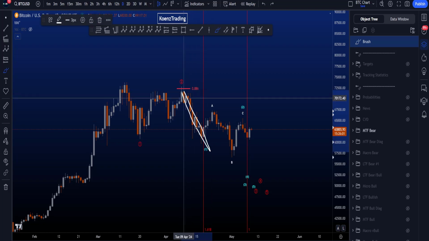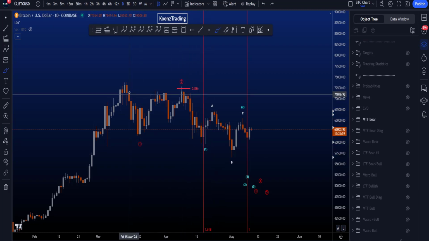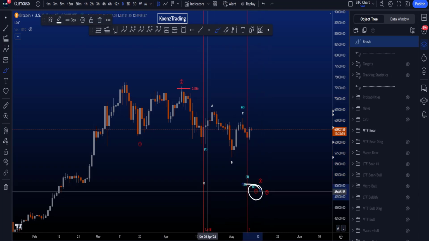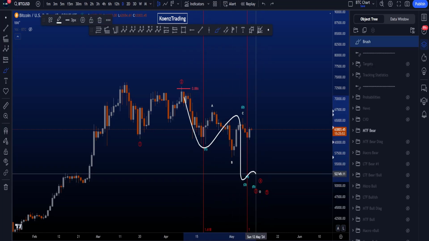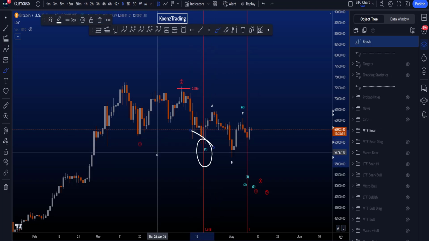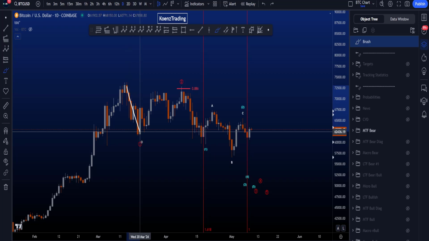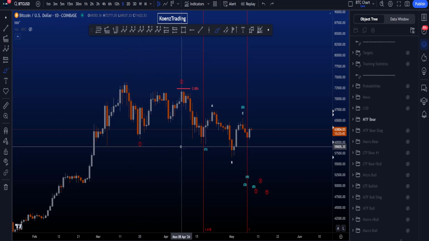Secondly, this blue wave 1 is a lower degree wave 1, because in red we have a 1, 2, 3, 4, 5, and inside the red wave 3 we then have the blue count 1, 2, 3, 4, 5. However, this blue wave 1 is longer in price as well as in time compared to the red wave 1, which does lower the probabilities.